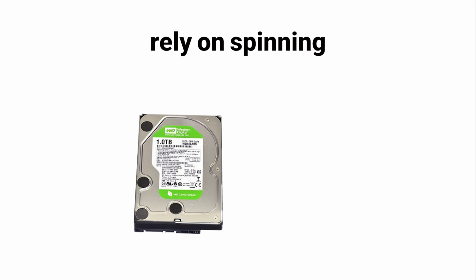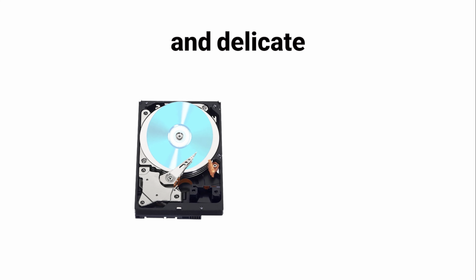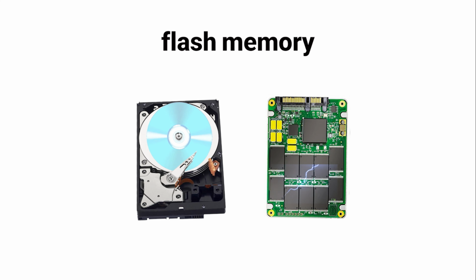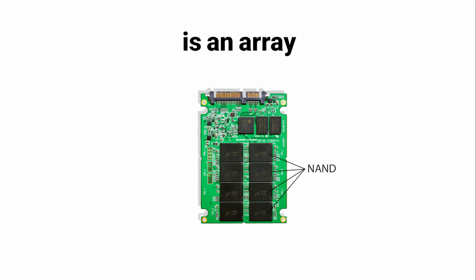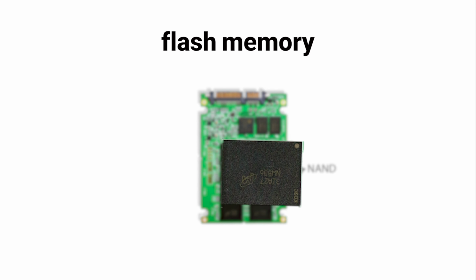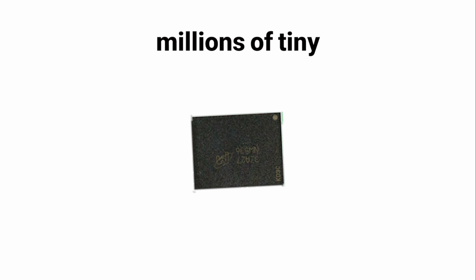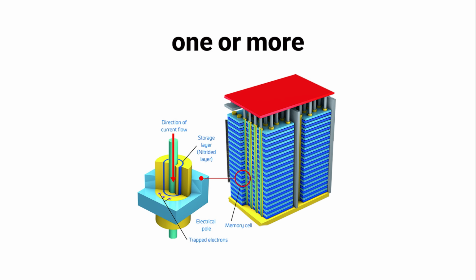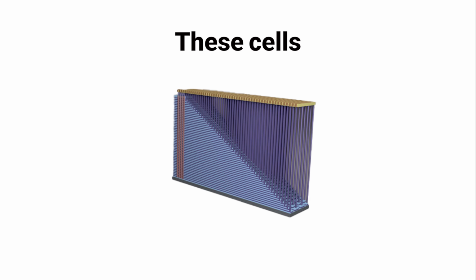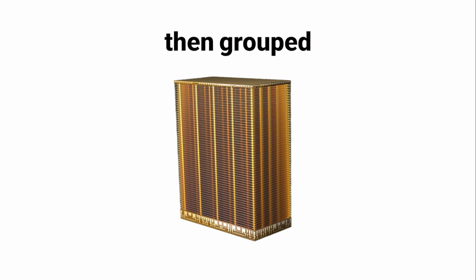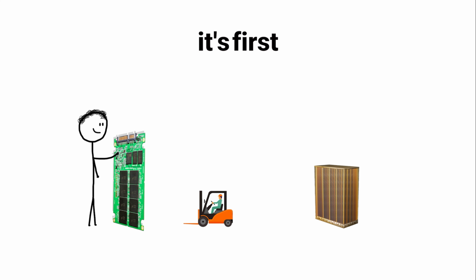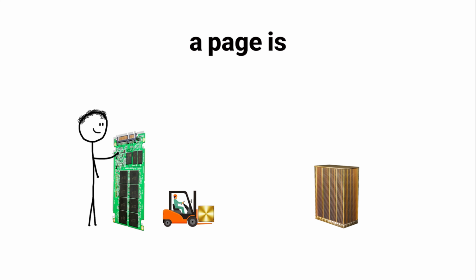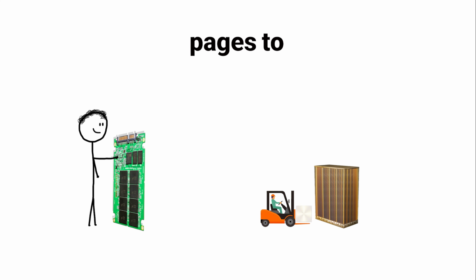While HDDs rely on spinning disks and delicate read-write heads, SSDs use flash memory, which stores data in a grid of electrical cells. At the heart of every SSD is an array of NAND flash memory chips, each containing millions of tiny cells that can store one or more bits of data. These cells are organized into pages, which are then grouped into blocks. When data is written to an SSD, it's first stored on a page, and when a page is full, it's grouped with other pages to form a block.